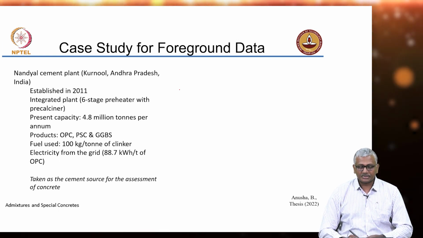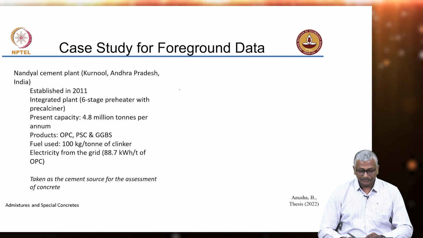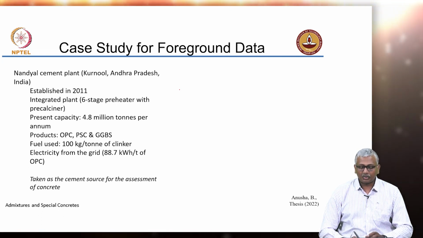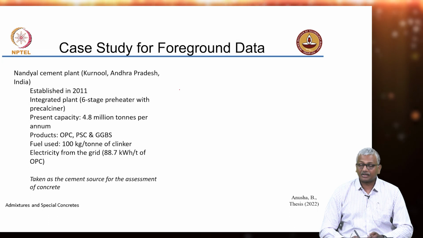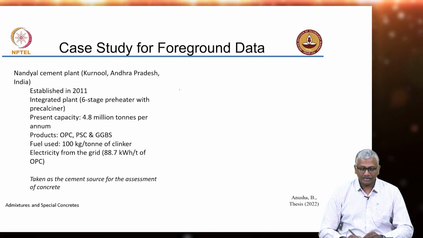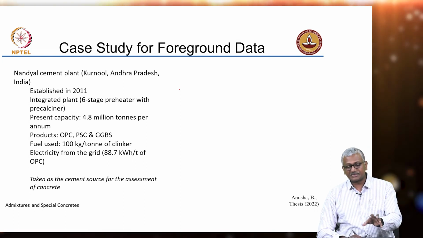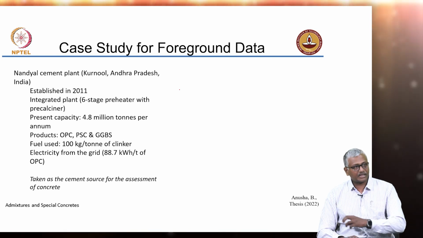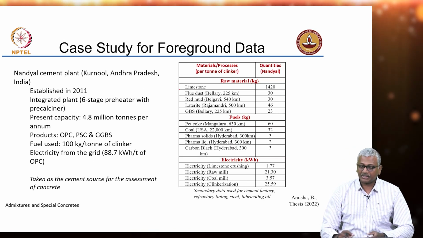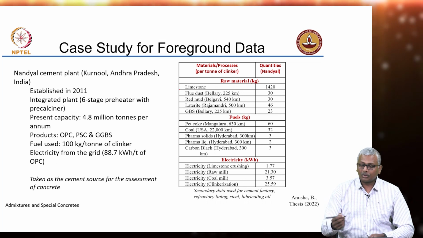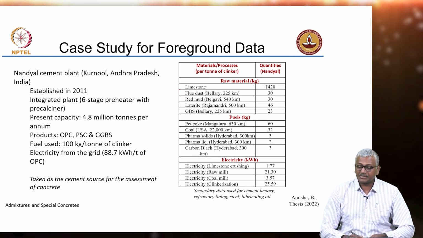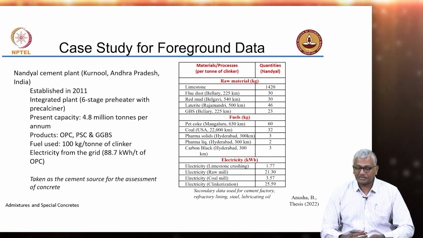The fuel used is 100 kilograms per ton of clinker, and electricity from the grid is about 88.7 kilowatt hour per ton of OPC that is produced. Okay. So, this is the cement source that is taken for concrete production later on. But how do we get an estimate of the quantities? Again, all of these were obtained directly from the cement plant.